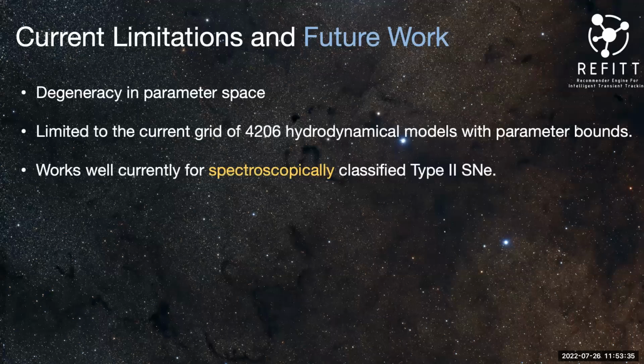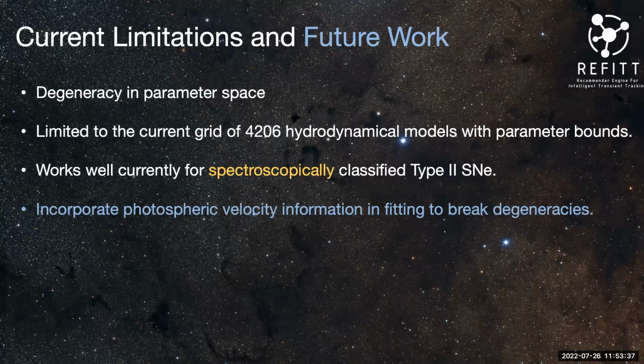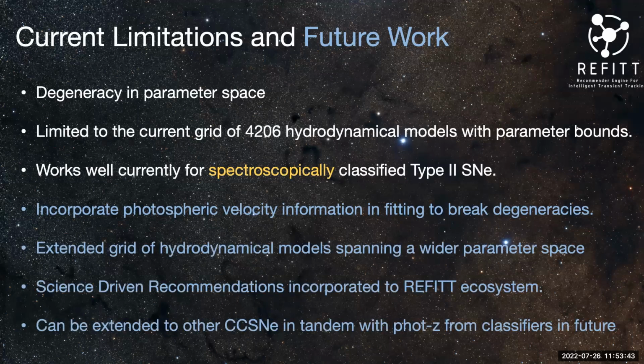Okay, now I feel like any project will have limitations, and there's always scope for improvement, so that you can work more on it. So I'll just outline here the current limitations as well as the future work. There is a known problem for type 2 supernovae.